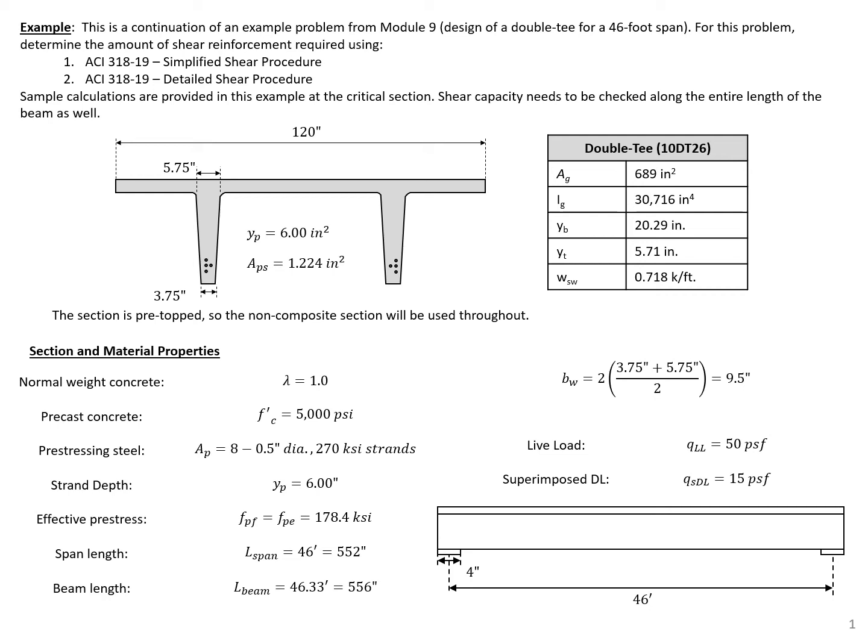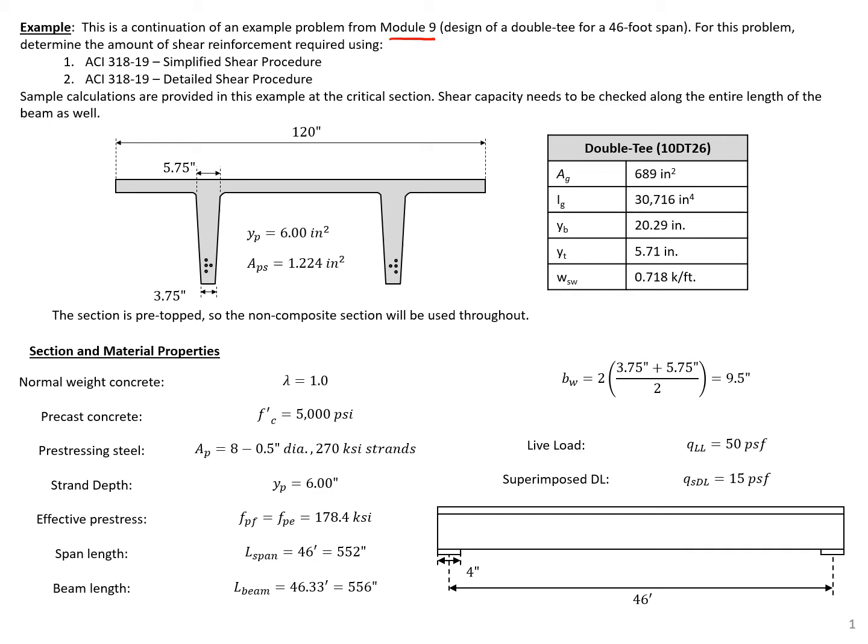This example problem is a continuation of an example problem from Module 9, where in Module 9 we did the flexural design, and in this module we're going to look at the shear design. What we're going to do is determine the amount of shear reinforcement that we need using the ACI 318-19 simplified shear procedure and the ACI 318-19 detailed shear procedure.